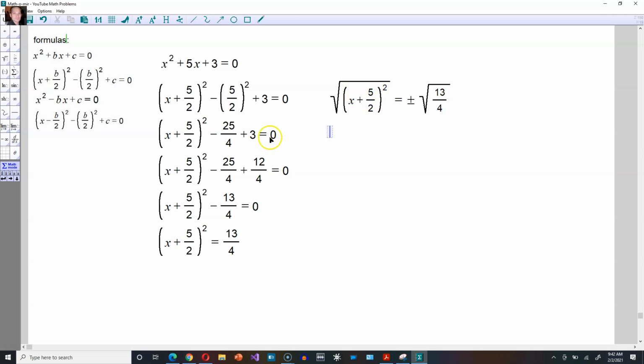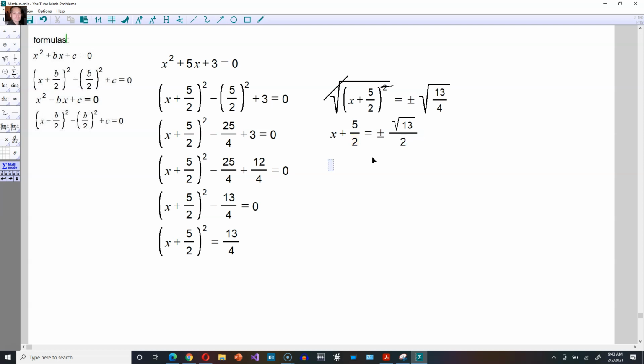What you can do on the left side is cancel these off. So the root and the 2 in this position can be canceled off this way. On the left side now we have x plus 5 divided by 2 left over. And on the right side we have plus or minus, and then you have to distribute the square root to the 13 and 4 individually. So it's going to give you the square root of 13, and this whole thing will be divided by the square root of 4, which is just 2.